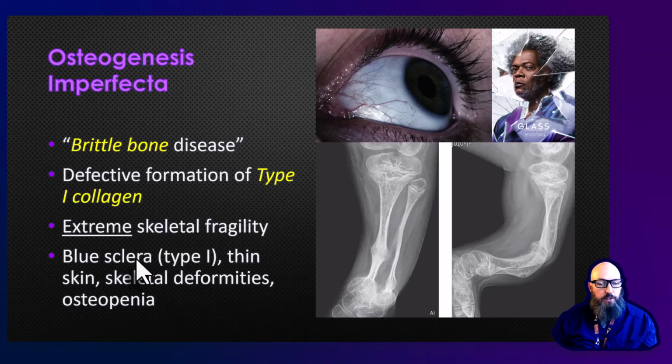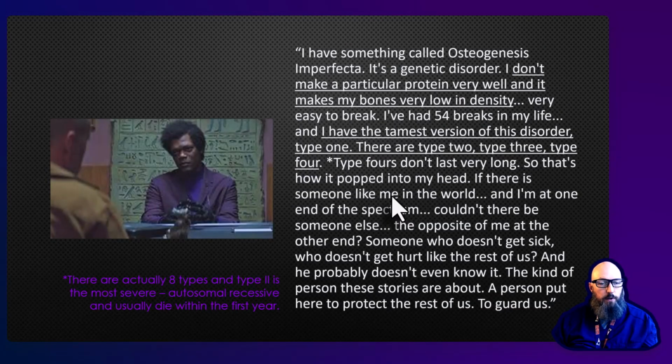One of the classic features is they're known to have a blue sclera, at least in type 1. We'll talk about what that is coming up. Thin skin, skeletal deformities, and osteopenic appearance. And so this is a quote from the movie. This is actually from Unbreakable, which is the first of a series of movies with Mr. Glass in it. Let's see how accurate he is.